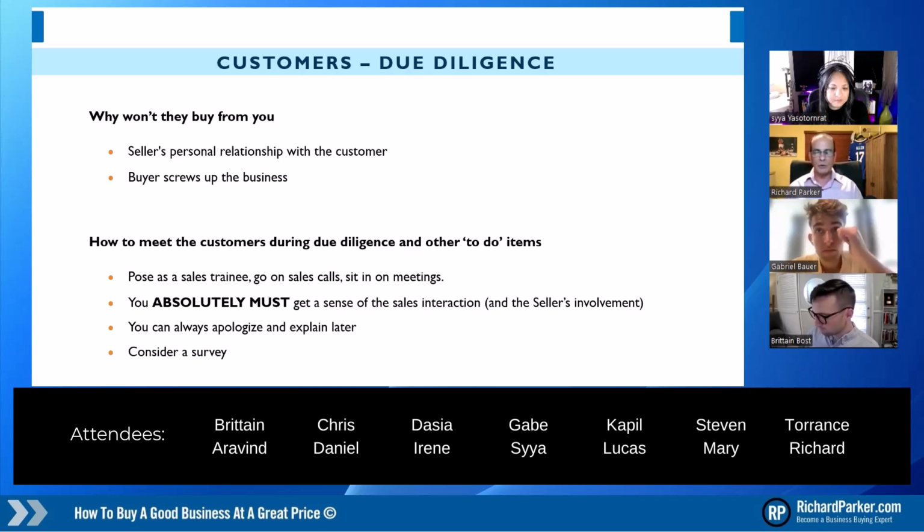How do you meet the customers during due diligence and some other to-do items? I've done it in many cases where I've posed as a sales trainee. They have a sales staff to go meet the customers. I tagged along, shut my mouth, and tagged along as their sales trainee. That's one really good way to do it. You absolutely want to get a sense of the sales interaction and the seller's involvement. So that's why when you talk about this guise of a sales trainee, and sometimes I've done it where the sellers brought me along saying, we're thinking about opening up another office somewhere else.